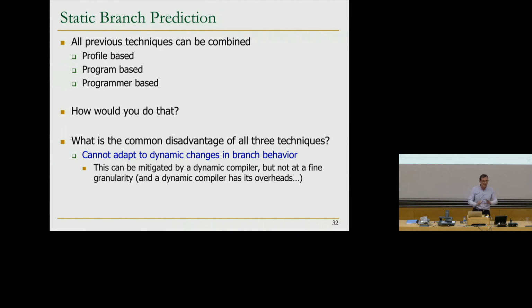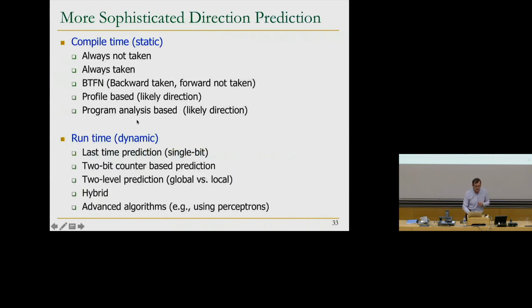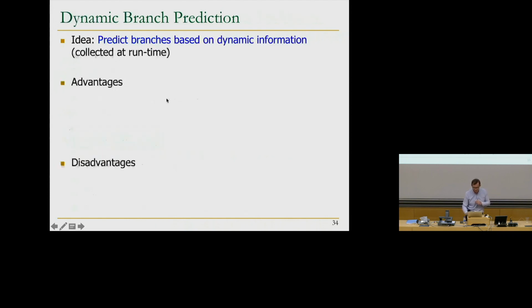So you can potentially have a dynamic compiler, a compiler that generates code at runtime while the program is executing, like the Java just-in-time compiler, the common language runtime, a lot of the managed languages where you compile code while the code is executing. You can figure this out potentially and change it, but it has overheads also that we're not going to discuss. So a more sophisticated direction prediction is actually dynamic. We'll cover the first one, and then we'll stop. So basically, you make use of runtime information that was not available clearly to the programmer or the compiler.